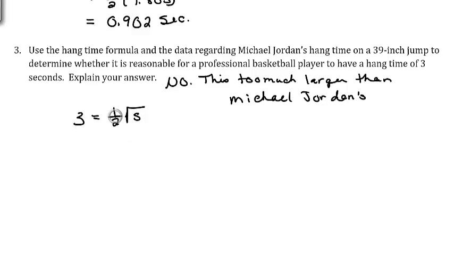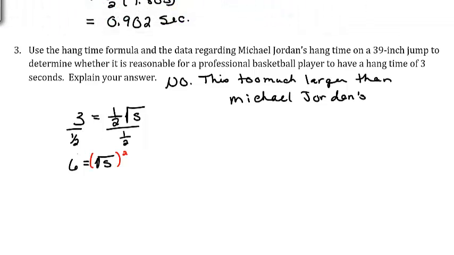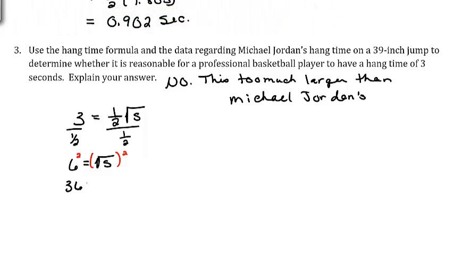So in order to undo this multiplication by 1/2, we would have to divide by 1/2, which is the same as dividing by 0.5. And if you divide 3 by 0.5, you'll get 6. So 6 is equal to the square root of s. And then to undo a square root, you would have to square both sides. And 6 squared is 36. Then the square root and the squaring cancel each other out, and we would just be left with s.